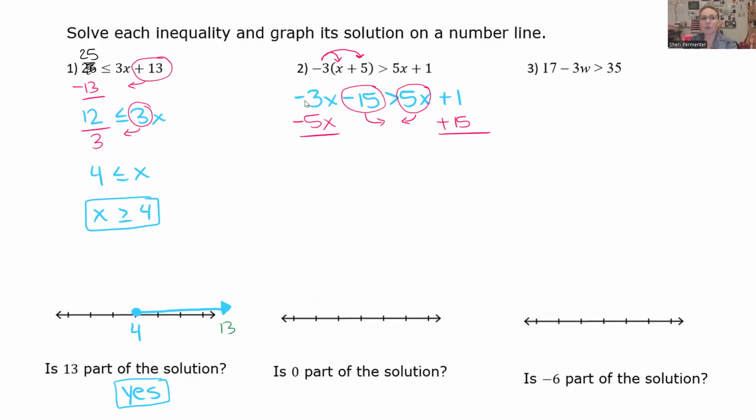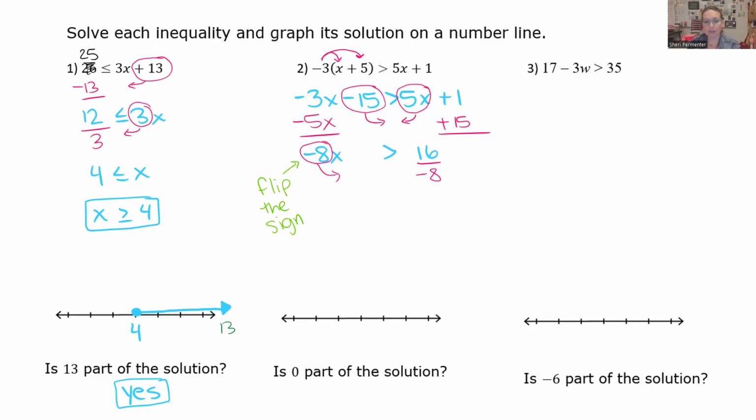So on the left, we have -3. We're getting more negative, and so we get -8. Don't lose the x. The symbol didn't change. And then I have 1 plus 15, and that makes 16. What would my last step be to get the x all by itself? We're going to divide. We are dividing by -8. So this is a special case where we have to make sure that you flip the sign.